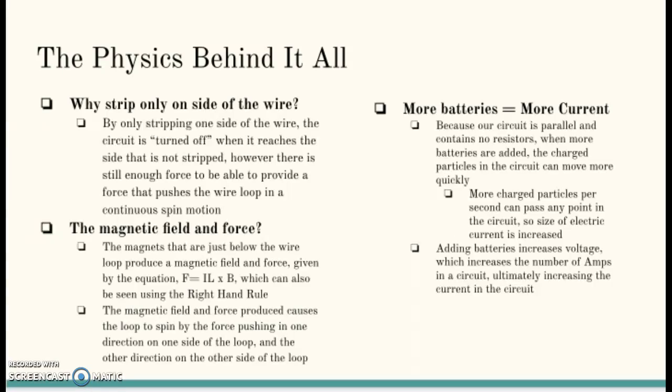Lastly, as we added more batteries to our circuit, the current increased. Our circuit was parallel and contained no resistors, so as more batteries were added, the charged particles in the circuit could move more quickly, which allowed more charges to be in one spot in the circuit, which caused the electric current to increase. As found in our results, this increase in current increased the number of rotations per minute of the wire loop.